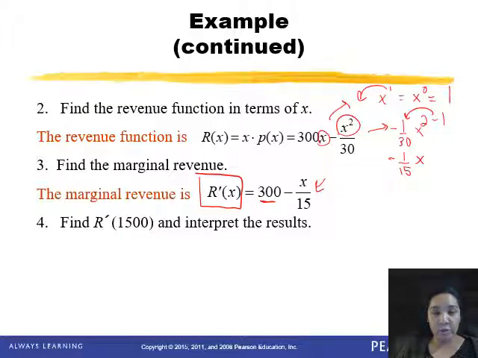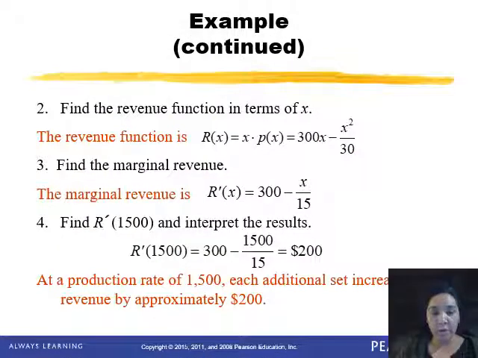Let's find the marginal revenue for 1,500 items sold and interpret the results. At a production level of 1,500 items, it will increase the revenue by approximately $200. So the only place you put that 1,500 is right here: 300 minus 1,500 over 15, which is just 100. So 300 minus 100 will give us a $200 increase in revenue for making 1,500 items.